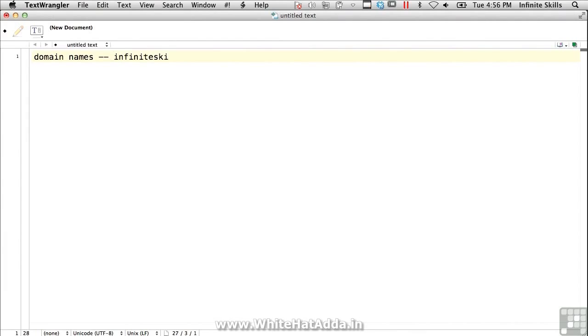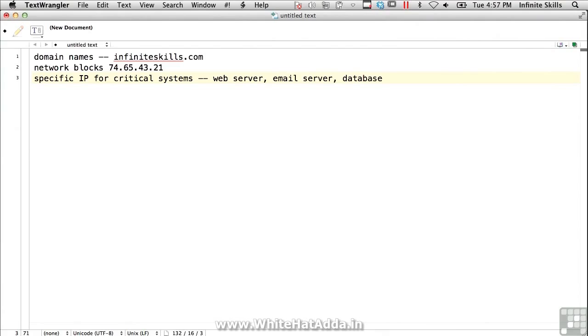So in this case, I want to do infiniteskills.com. I need network blocks. So far we've found one, and that's just a made-up IP address because I'm just putting information down. But I need network blocks. You may only have one IP address that you can find externally. You're going to want a whole range of internal blocks, and you can do a little bit of digging if you aren't provided those. You want specific IP addresses for critical systems, web server, email server, database if you can find it, those sorts of things.